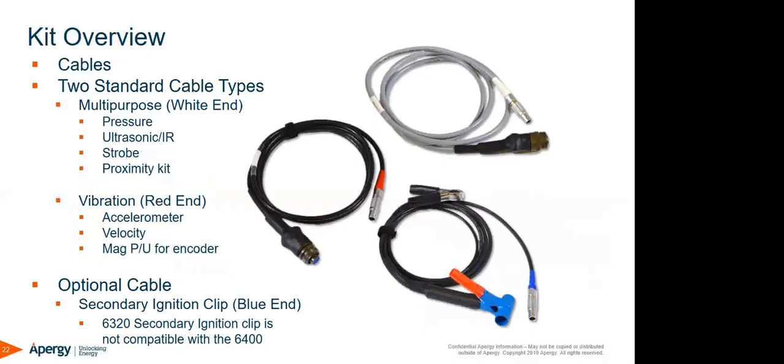Moving on to the different types of cables we offer. Two of the standard cable types: multi-purpose, the white end, is for pressure, ultrasonic, probe, and proximity. Vibration, with the red end, is for accelerometer, mag pickup, and velocity. And then the optional cable is the secondary ignition clip, which is the blue end with the alligator clip there.